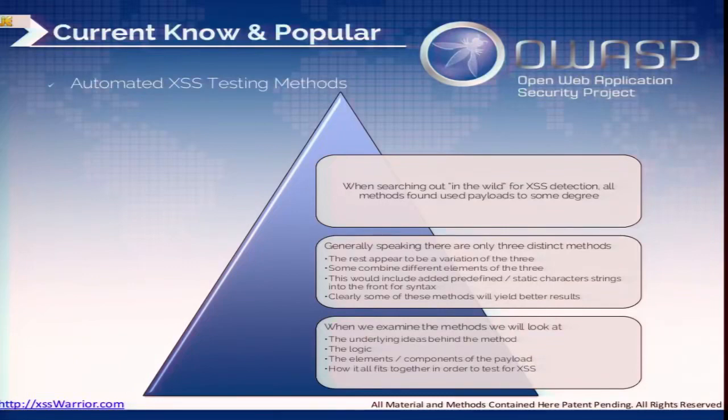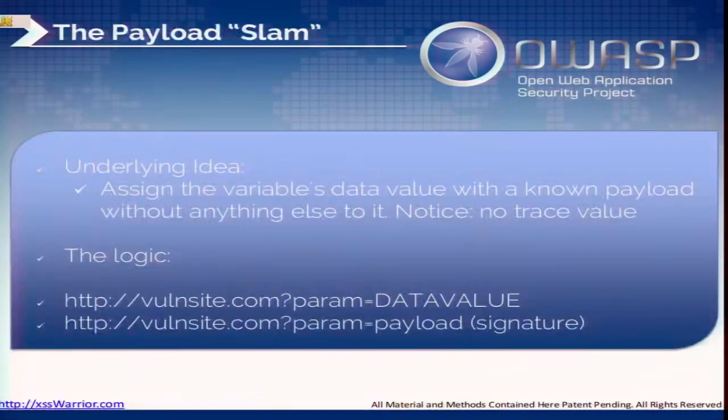For the most part, everything that's out there now is a variation of the three techniques that you're going to see. Those are the ones that I popped up earlier, but we're going to go a little bit more into the logic of it. So this is what I call the payload slam. Your scanner goes out, finds a parameter with a data value, and then just does a quick substitution, slams it in there, does the replace, and tries to identify if there's a vulnerability. There's no tracing value, no callback, nothing. It's one of the methods that's out there.